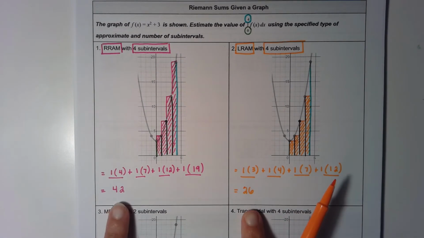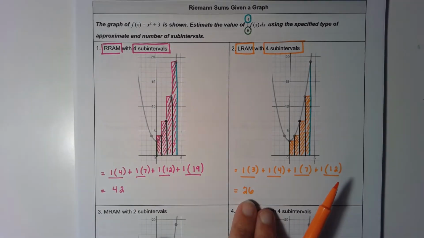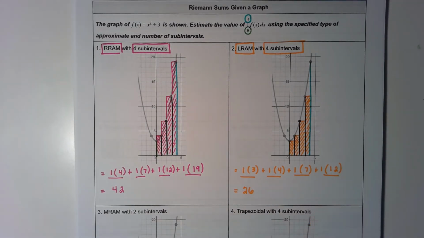Now you'll notice this one's too big because all those rectangles went beyond the edge of the graph, and this one's too small, so the real answer should be somewhere in between 42 and 26.